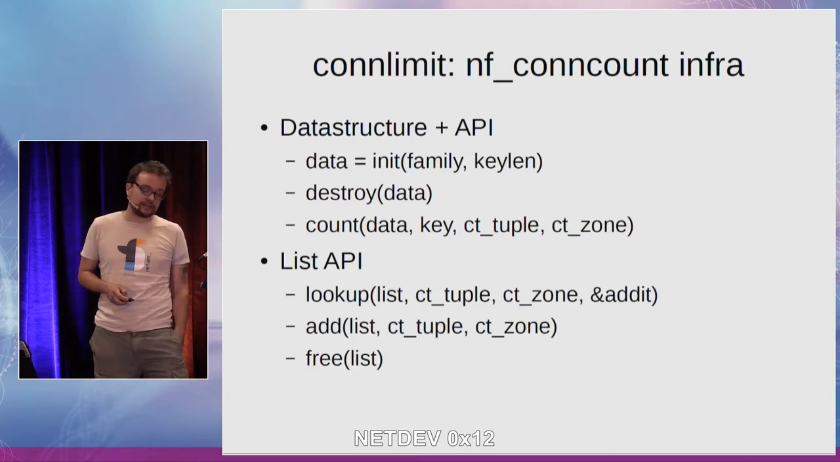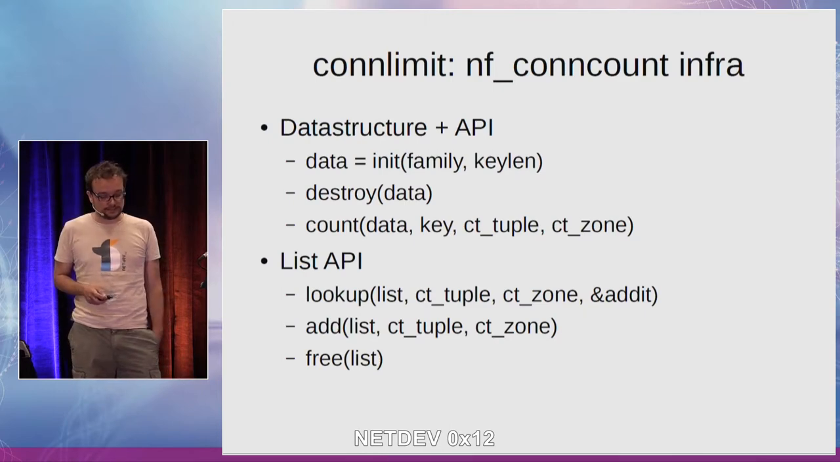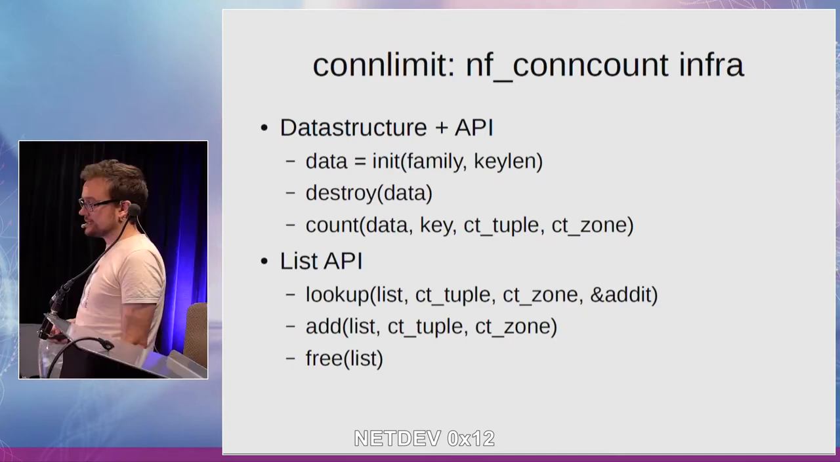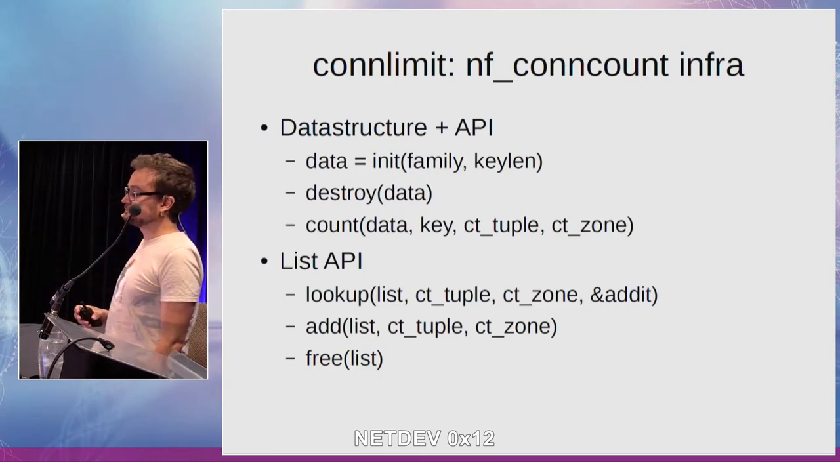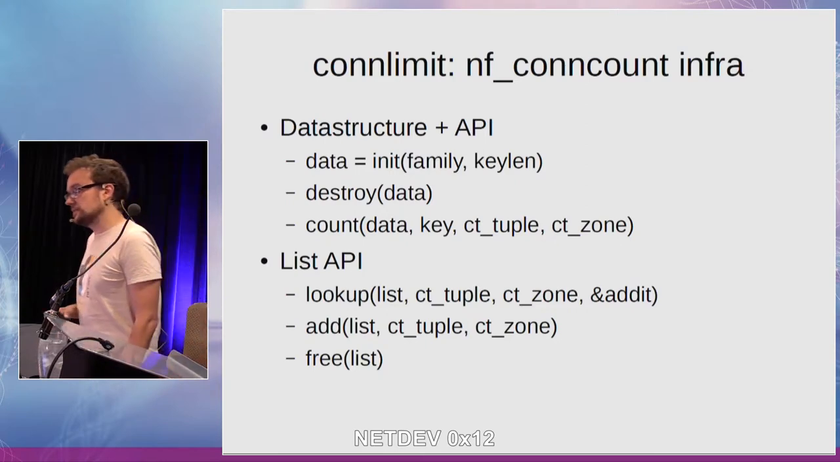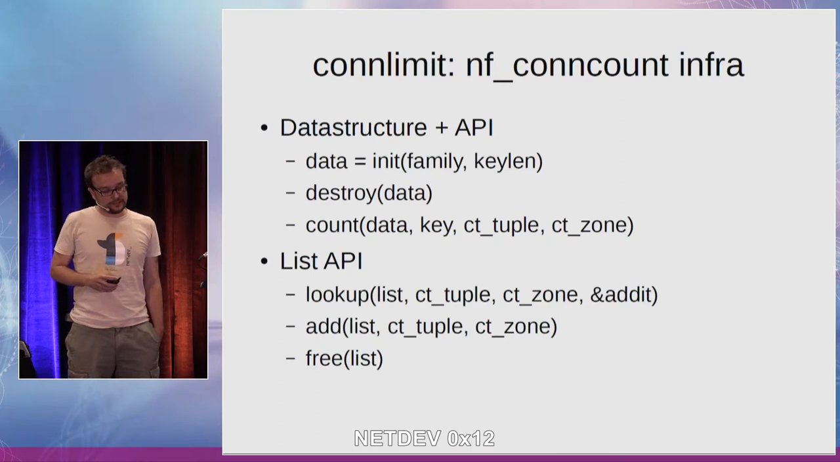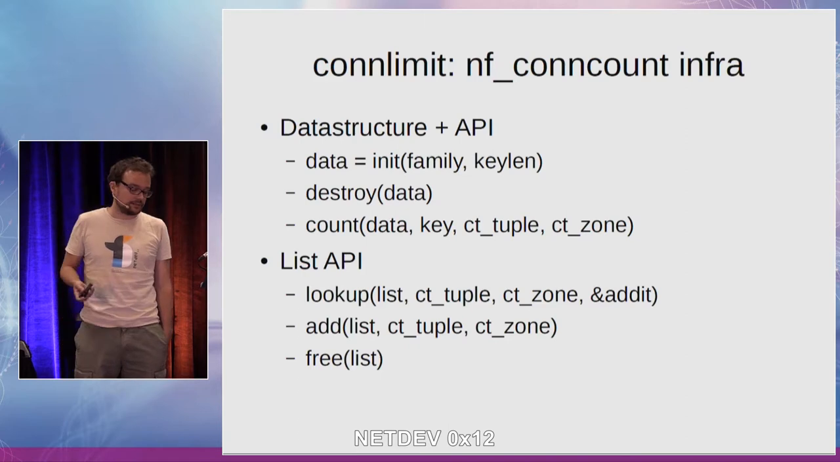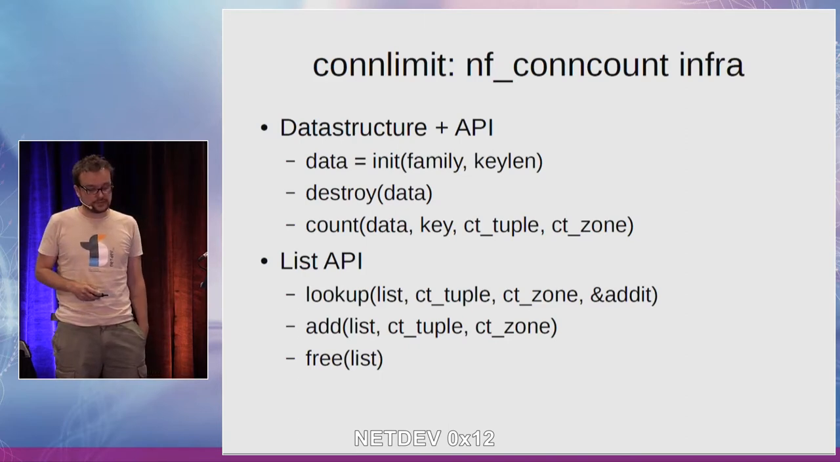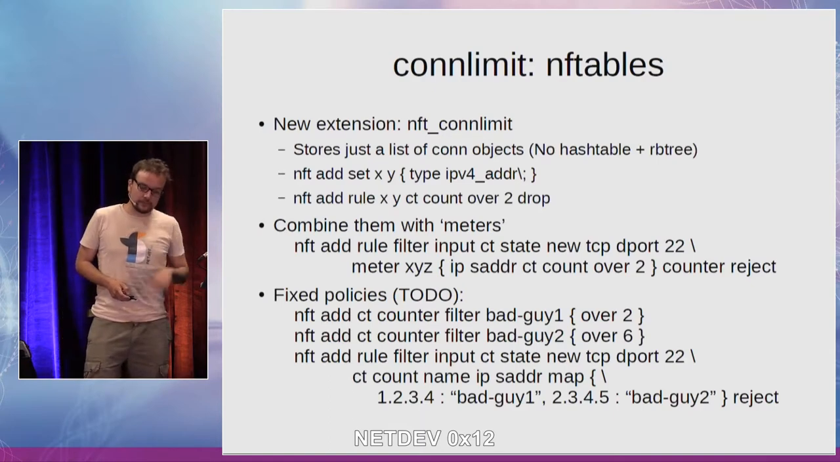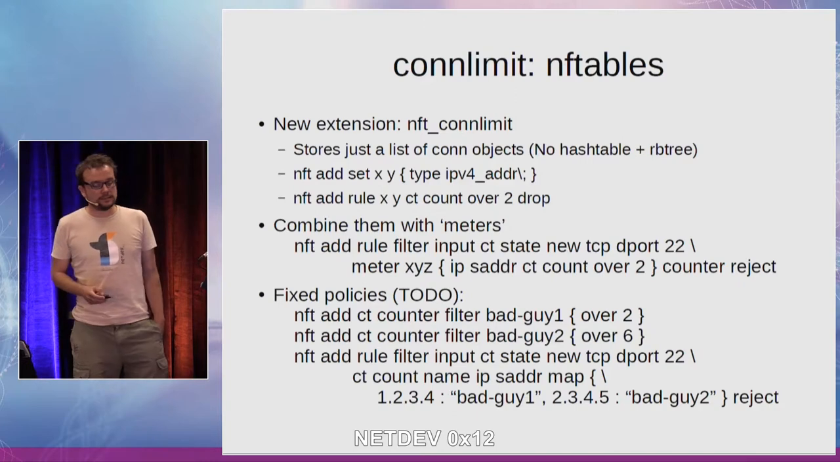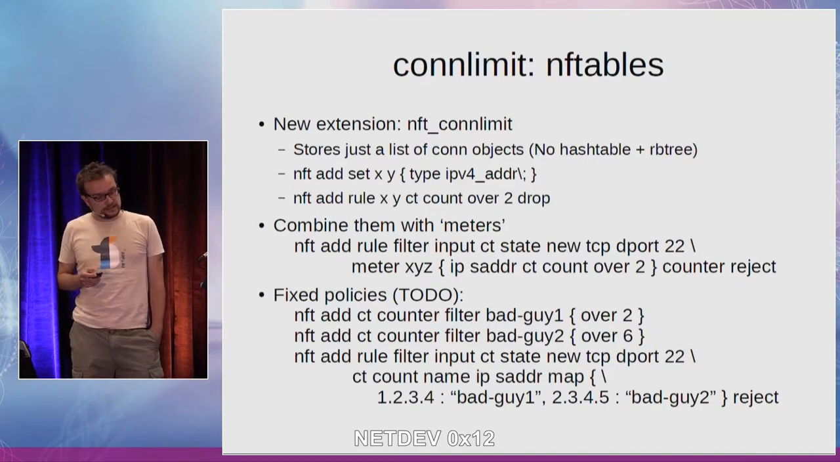So this API is allowing us to make lookups on the list to check for a given tuple that is matching a conntrack zone, and then this added flag is something that is going to signal us that the entry was not found and that we can add it. There is the add interface that we can use to add new nodes, and then the free is going to just release the list.